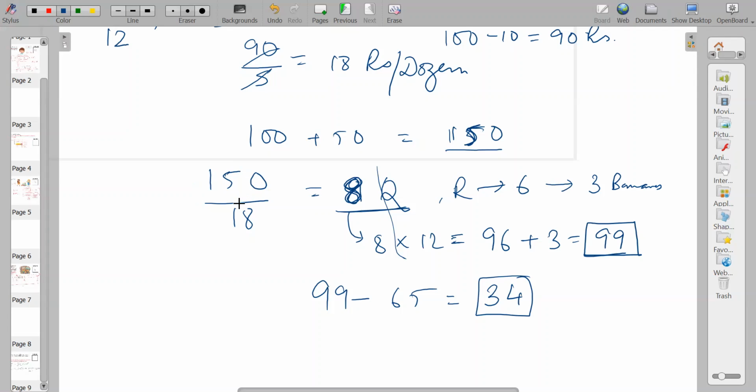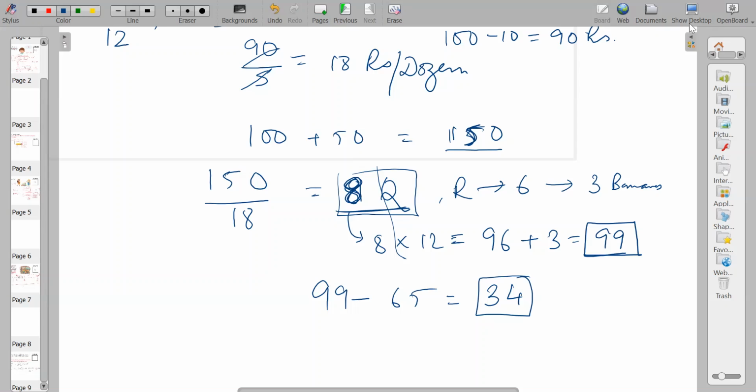He's got 150 rupees. If you divide by 18, how many complete dozens are there? There are 8 dozens. Correct. And 6 rupees is pending. So with 6 rupees, you can buy 3 bananas. Understood, Pranshu? Pranshu, did you understand?